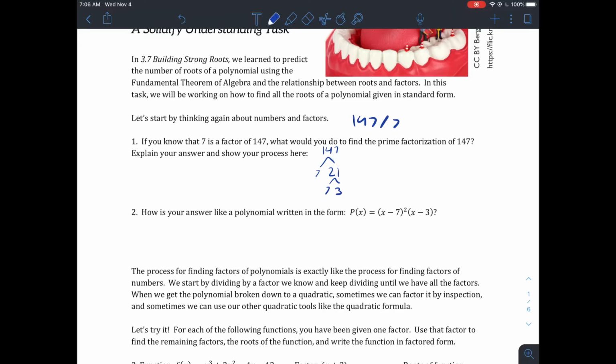So then how would you show your answer? Well, when you're doing prime factorization, you show all the prime numbers that multiply to give you that number. So we would have 3 times 7 times 7. All right, and that would be our prime factorization.